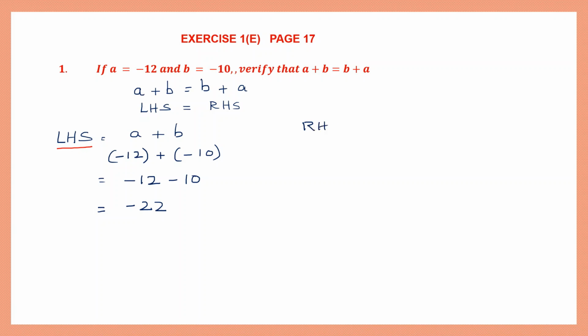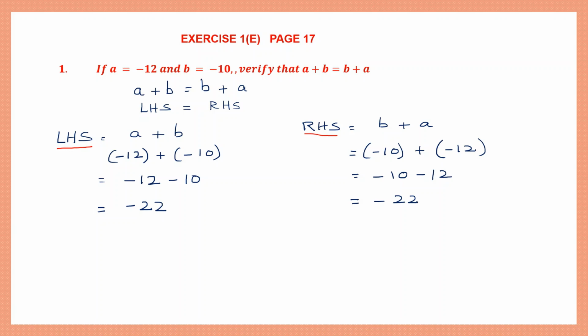So the right hand side is b plus a. So what is the value of b? Let's substitute minus 10 plus, what is the value of a? Minus 12. Now let's remove the brackets. Minus 10. Before the bracket we have a plus sign, so we can write minus 12 as it is, no change. Now signs are the same. We put the same sign and we add, 10 plus 12 is 22. So the right hand side also, we have found out, is minus 22.